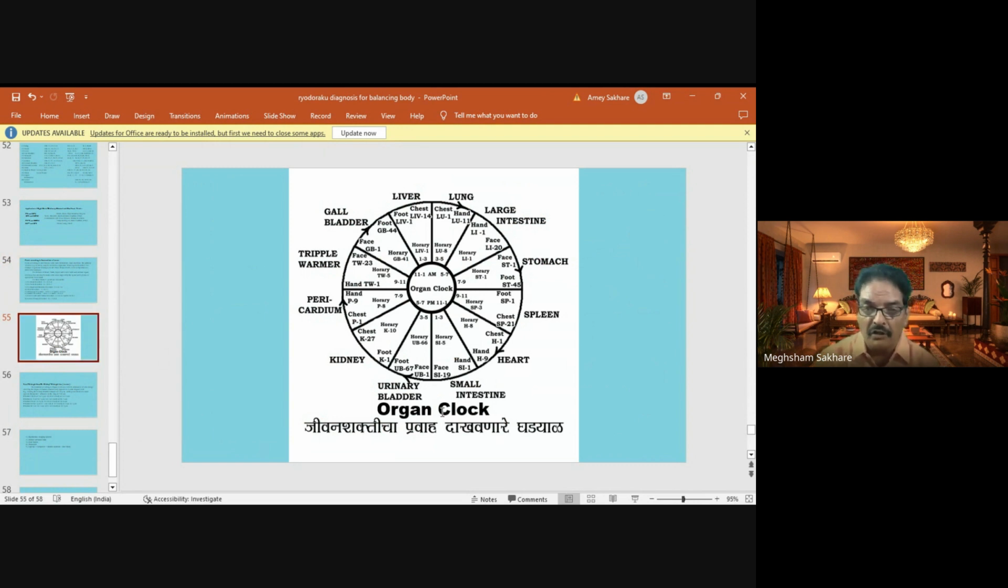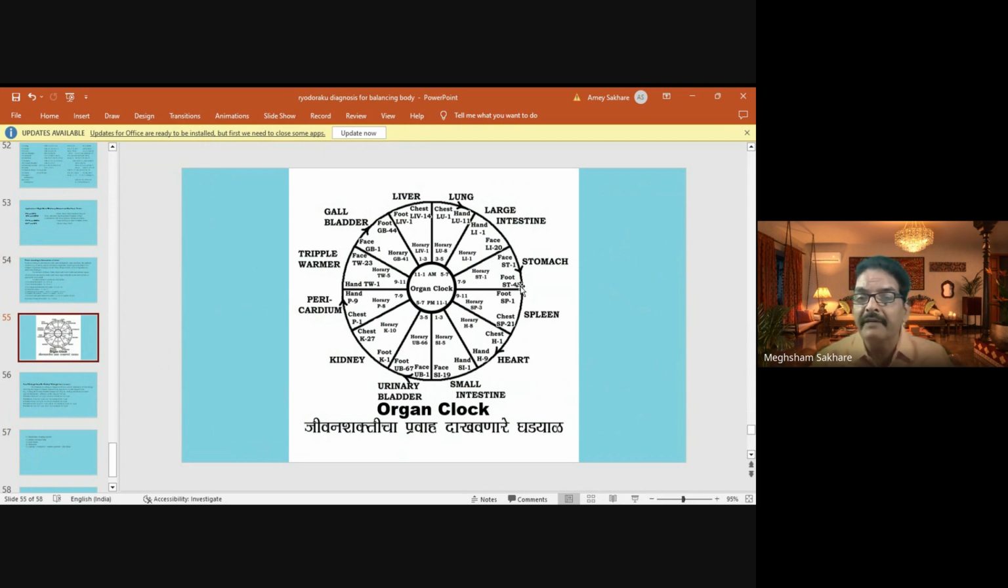And here is the organ clock. From 3 to 5 a.m. the energy is in the lung channel. At that time, you should use Lung 8. And on the opposite side, urinary bladder UB66, you cannot use at 3 to 5 a.m. You can use it at 3 to 5 p.m. After that, large intestine, 5 to 7 a.m.